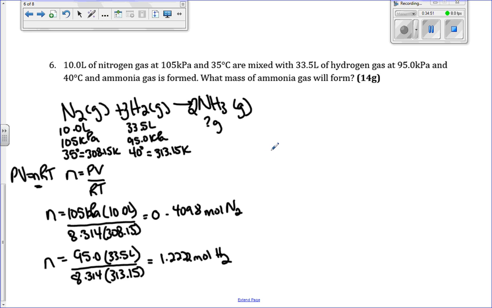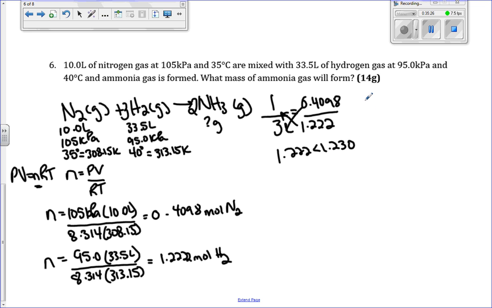We're going to look at the mole relationship between the reactants. I have 1 mole of nitrogen to 3 moles of hydrogen. Writing out our calculated values, 2 moles of hydrogen. When we look at what's being consumed, we see that 1.222 is less than 1.230. Therefore, hydrogen is going to be our limiting reagent.